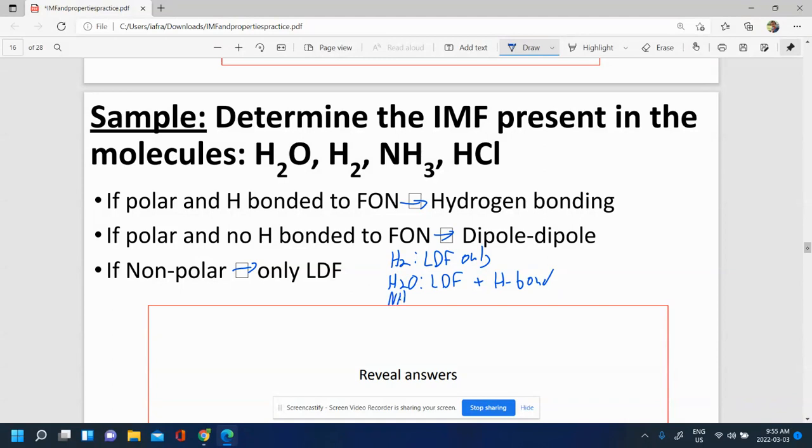If you look at NH3, we've seen this molecule over and over again, but you know there's LDF for sure. Plus, it's the NH group, so there's hydrogen bonding. And in HCl, you know there's LDF for sure. You know it's polar, but there's no NH, HF, or OH. So because it's polar, it just has a dipole-dipole, but not the hydrogen bonding.